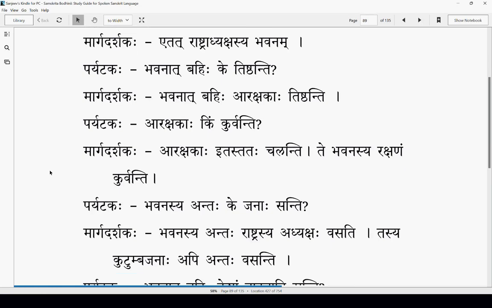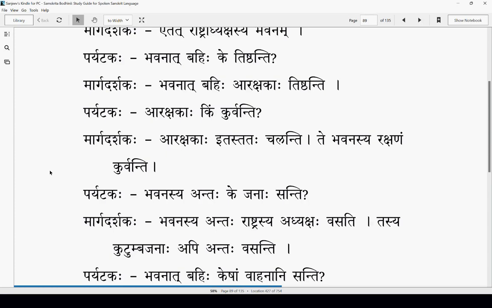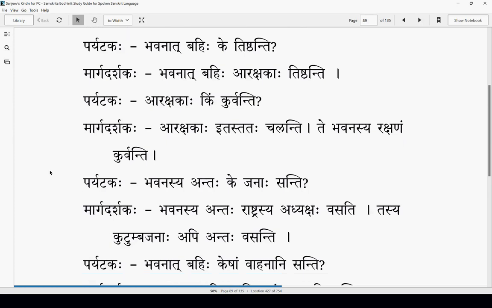Arakshakaah kim kurvanti? Arakshakaah itastatah chalanti. Te bhavanasya rakshanam kurvanti. Itastatah means here and there. Arakshakaha, the guards outside, itastatah chalanti. From here to there. Like they are going back and forth. Itastatah chalanti.